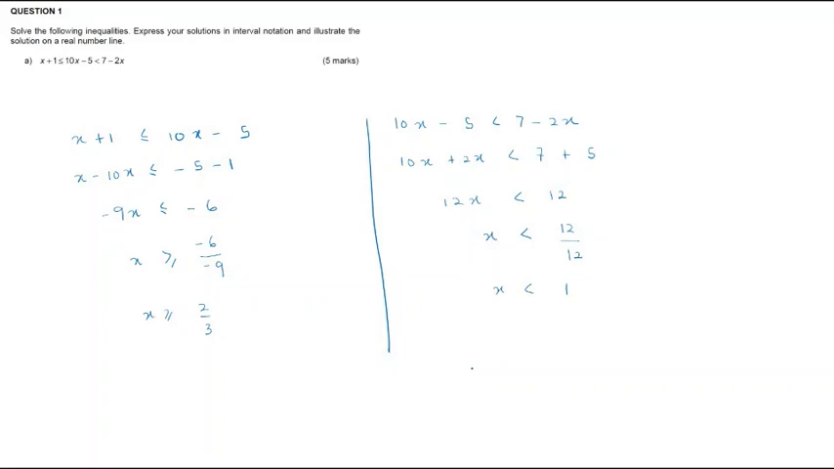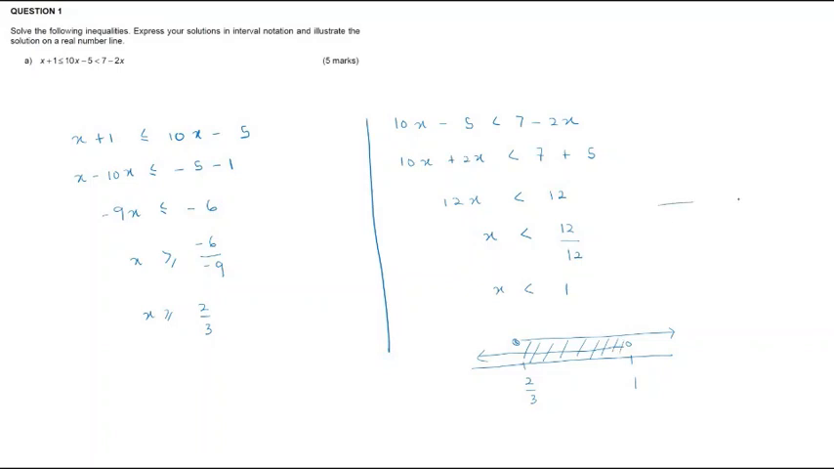So on the real number line, 2 over 3 and 1. 2 over 3 is smaller, so on the left. 1 is larger, on the right. Greater than or equal, so a bold circle, with the arrow to the right, approaching positive infinity. For x less than 1, when it is less than, an empty circle, and the arrow to the left, approaching negative infinity. So this is where the two inequalities intersect.